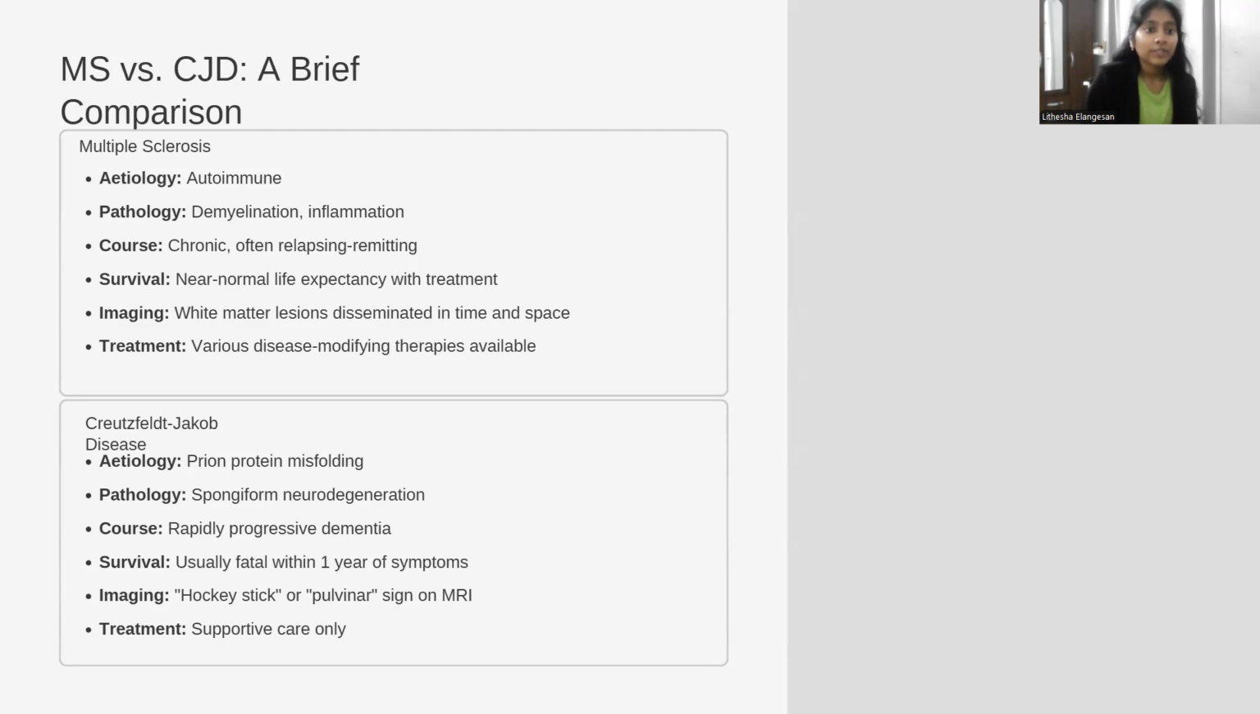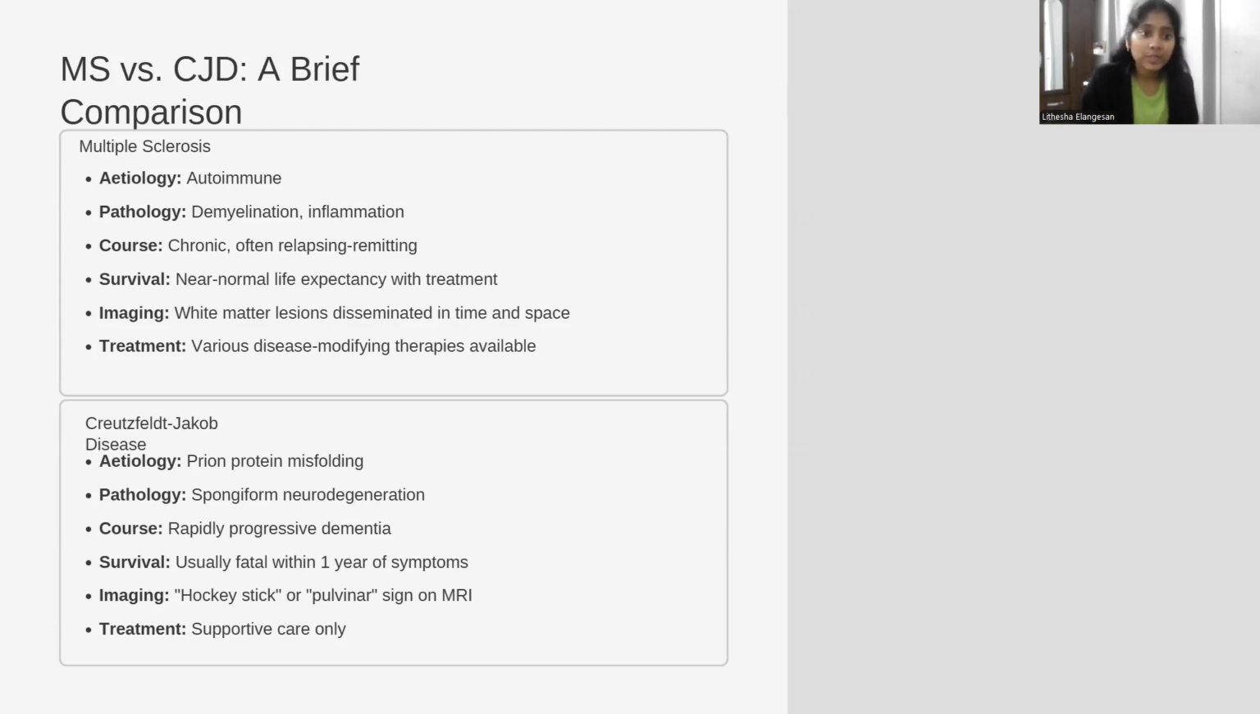The course of MS is chronic. It lasts for a long period of time. It's lifelong, and it's usually relapsing-remitting, where there are periods of relapse and periods of no symptoms at all. Whereas CJD is a rapidly progressive dementia, so it eventually leads to dementia. People who have MS usually have a near normal life expectancy as long as they have treatment, but unfortunately for CJD, people usually die within a year of symptoms.